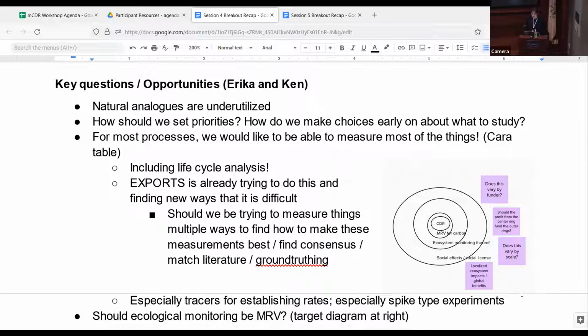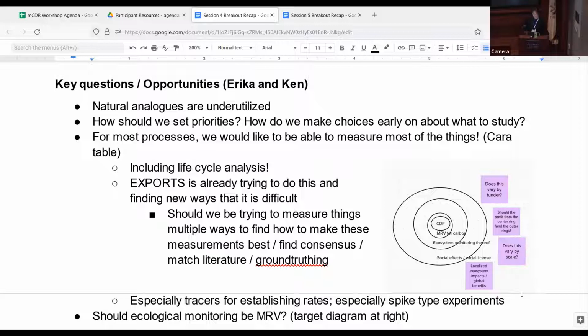Hi, good morning. I'm Erica LaPlante. I'm a faculty at University of Texas, Arlington. I have affiliation with Sea Change and Institute for Carbon Management at UCLA. So today, talking about the key questions and opportunities that came up during the breakout sessions. First, that the natural analogs are perhaps currently underutilized, and especially for ecological impacts. This may be a good way to understand those impacts while simplifying measurements and modeling that's needed. The second key question would be how should we set priorities, and how do we make these choices early on and what to study?